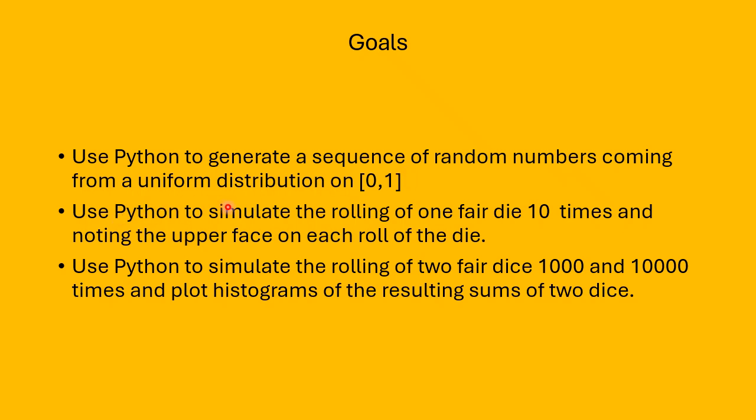We'll use Python to simulate the rolling of one fair die 10 times, noting the upper face on each roll of the die. We'll print out the results of each roll. Also, we'll use Python to simulate the rolling of two fair dice 1,000 times and then again 10,000 times, and plot histograms in each case of the distribution of the resulting sums of the two dice. This will give us some idea of how the uniform distribution works.